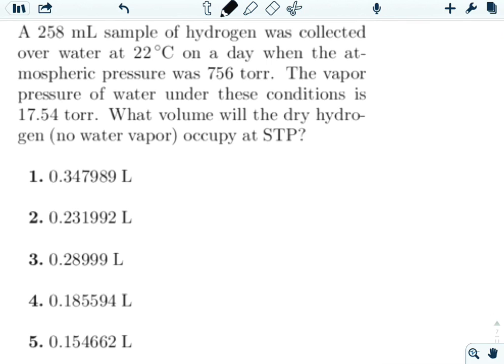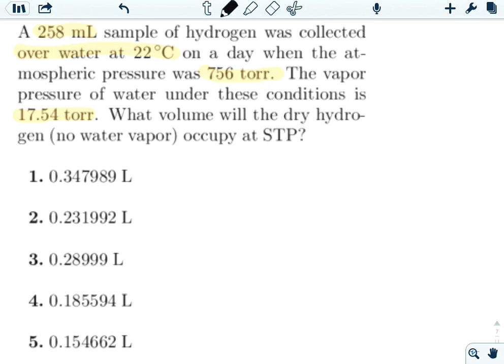Alright, so let's jump into a question. It says a 258 milliliter sample of hydrogen was collected over water at 22 degrees Celsius on a day when the atmospheric pressure was 756 torr. And it tells us the vapor pressure of water under these conditions is 17.5 torr. What volume will the dry hydrogen, no water vapor, occupy at STP?